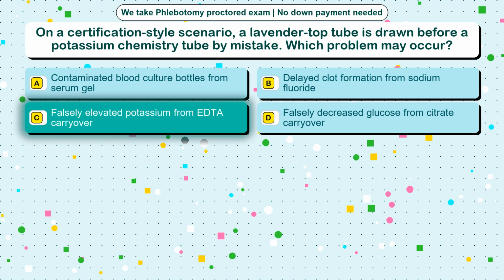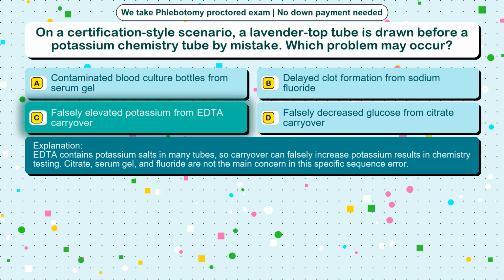The correct answer is option C, falsely elevated potassium from EDTA carryover. EDTA contains potassium salts in many tubes, so carryover can falsely increase potassium results in chemistry testing. Citrate, serum gel, and fluoride are not the main concern in this specific sequence error.